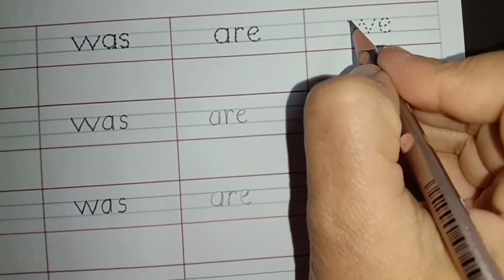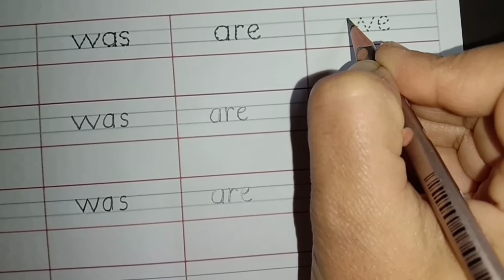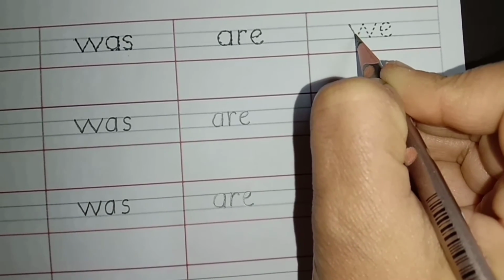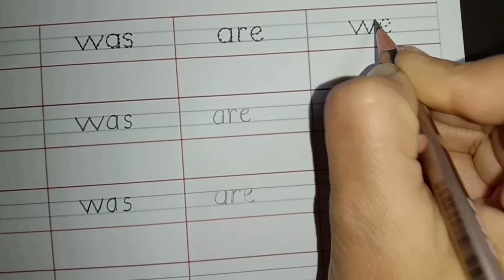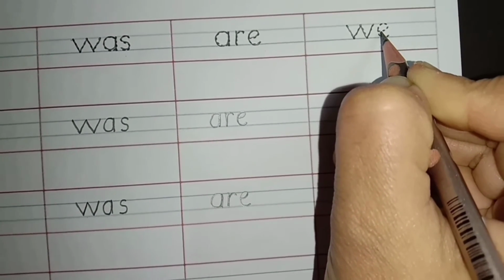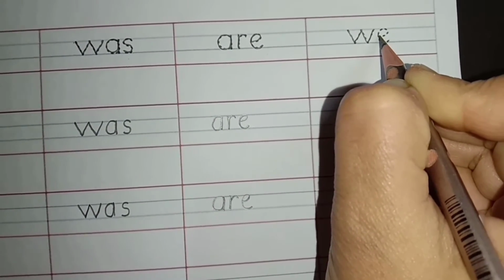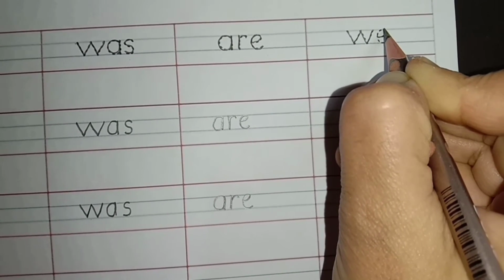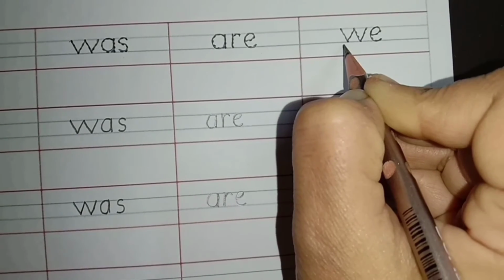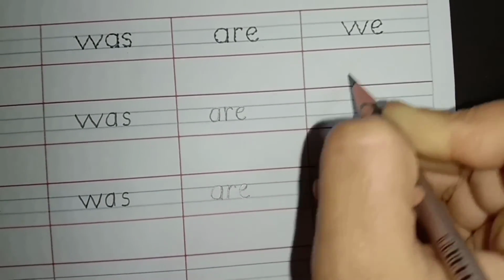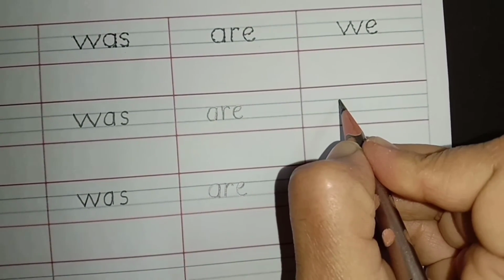Now we will write W-E-V. For alphabet W, we will make a slant down, slant up, slant down, slant up. For alphabet E, we will make a small curve, touch the first blue line, then make a C curve, touch the second blue line. W-E-V.